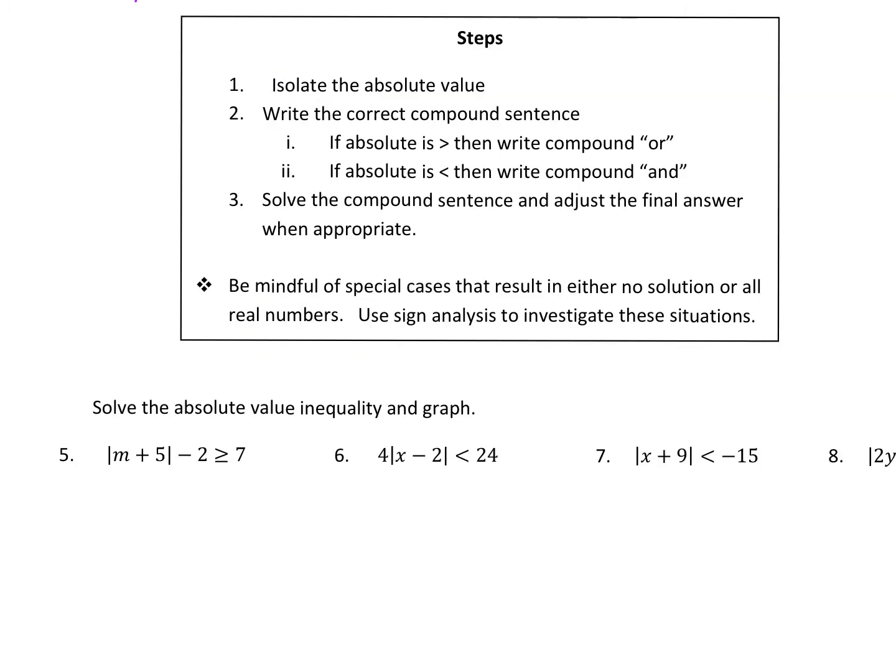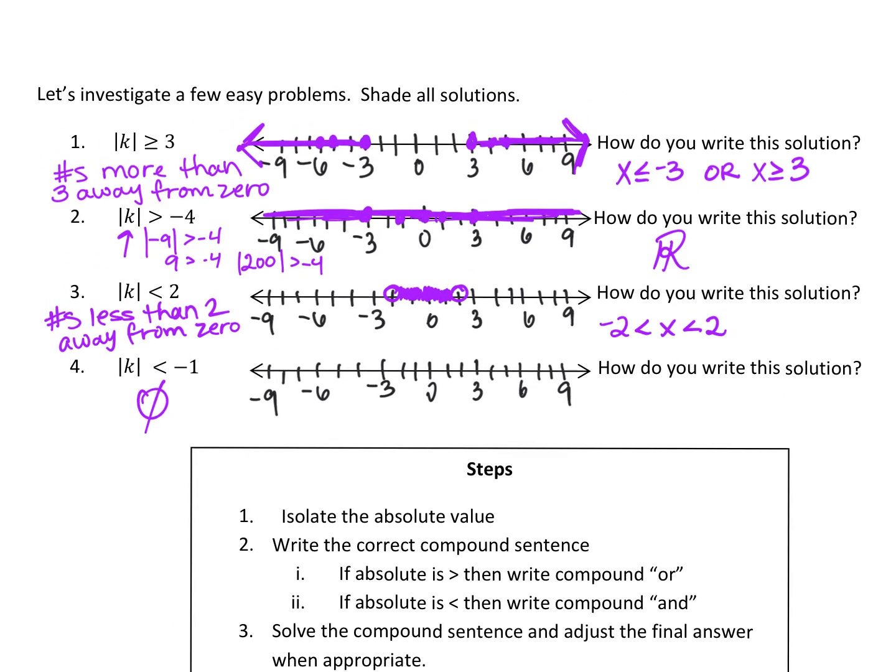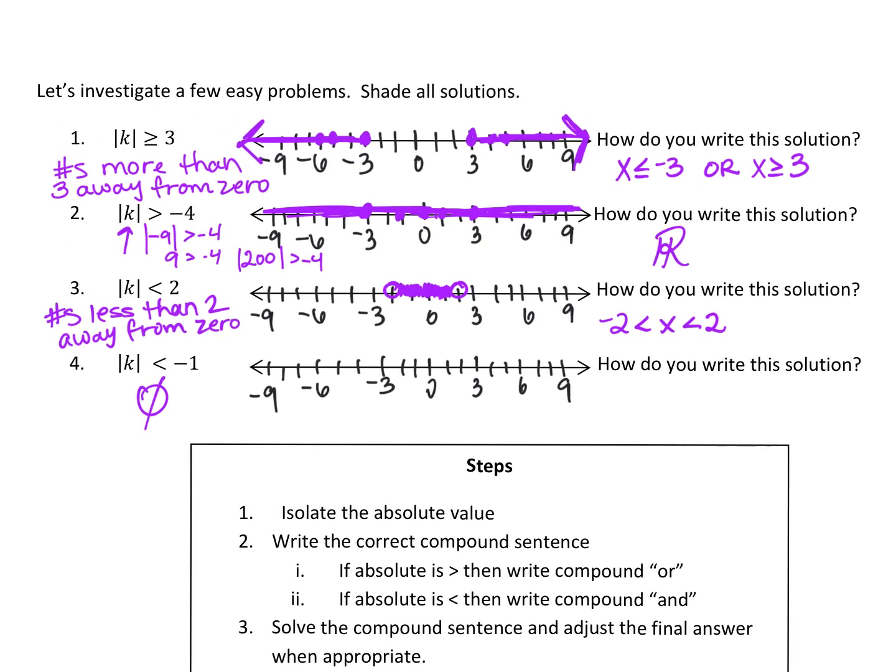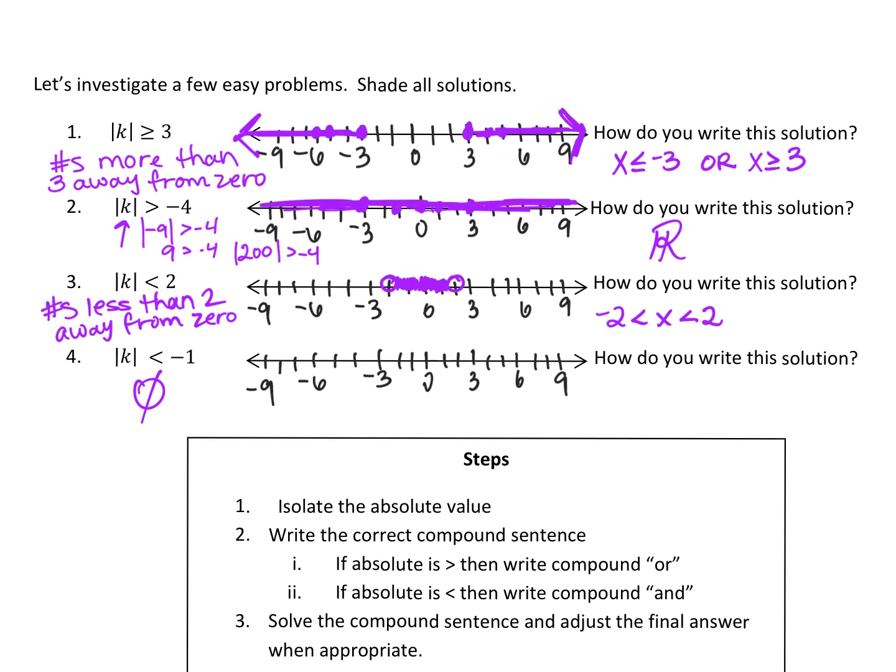Okay, so our steps for solving absolute value inequalities are very similar to the equations. The first is isolate the absolute value. The second is, if the absolute value is greater than, it's an or inequality. We saw that up here. Greater than for number 1 was less than the negative or greater than the positive.